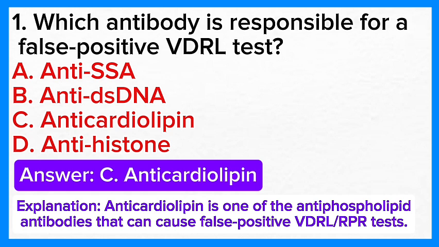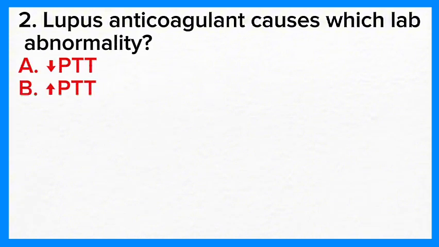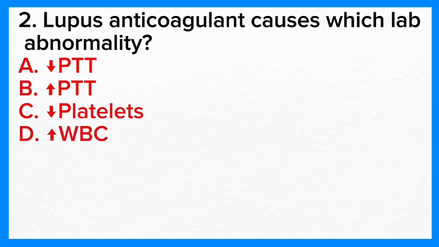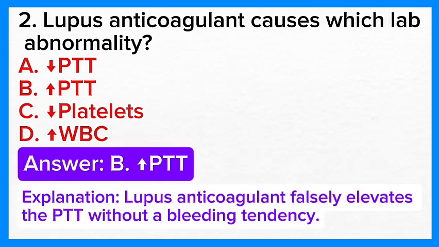VDRL/RPR tests. 2. Lupus anticoagulant causes which lab abnormality? A. PT, B. PTT, C. Platelets, D. Decreased WBC. Answer: B. PTT. Explanation: lupus anticoagulant falsely elevates the PTT without a bleeding tendency.